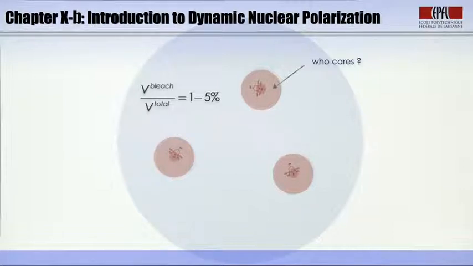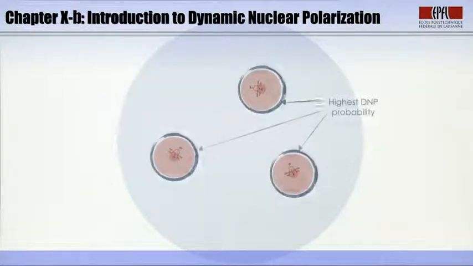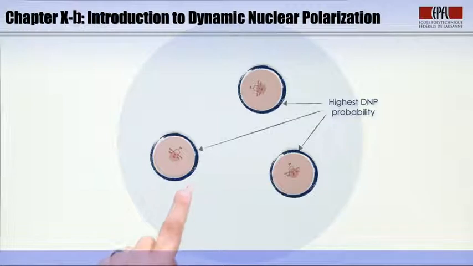In a typical DNP experiment, the ratio between the volume of bleached or quenched nuclear spins with respect to the total volume is typically on the order of a few percent. It is interesting to note that the highest probability to have a DNP transition is at the diffusion barrier, where the coupling between the electron and the nuclear spin is the highest, but where still spin diffusion between nuclear spins is allowed.